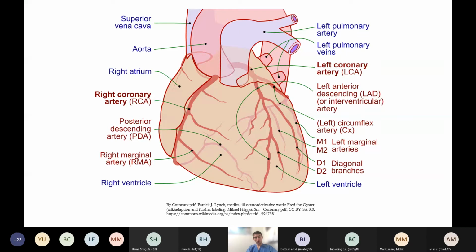The right coronary artery supplies the right ventricle. It supplies the SA node. In 90% of circumstances, it will supply the AV node, what we would call a dominant right coronary artery. And then most of the time, it will also supply the posterior part of the heart and give off the posterior descending artery.